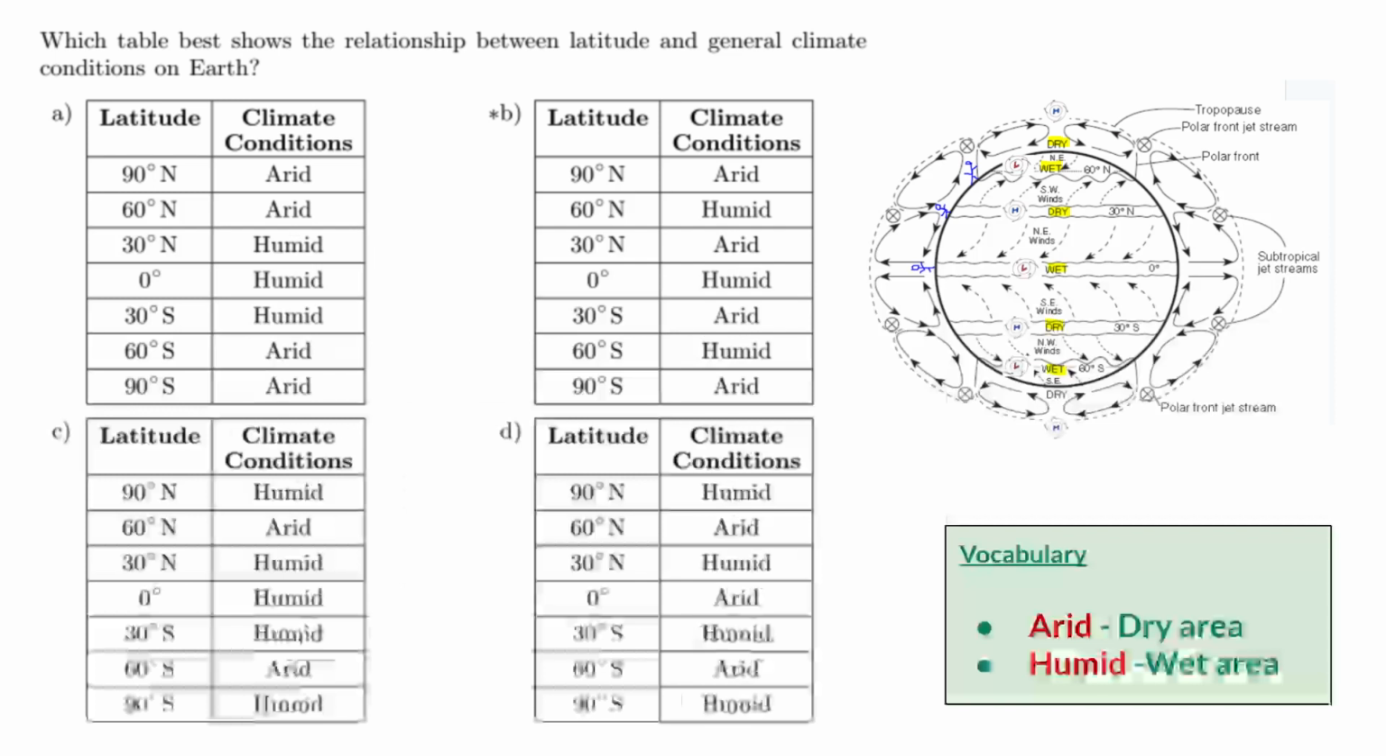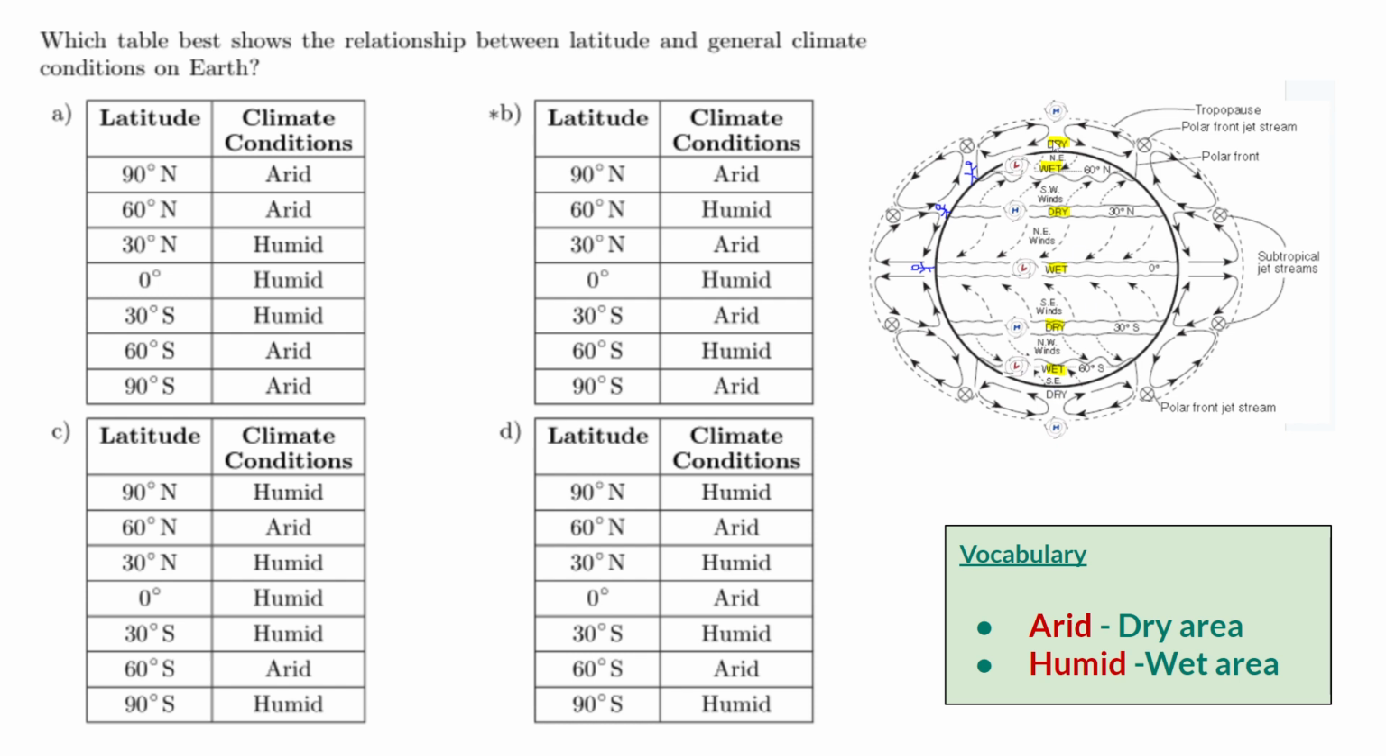The correct answer is B. Remember, arid means dry and humid means wet, right? So in 90-degree north, that's the North Pole, we have dry or arid climate. In 60-degree north, right here, we have wet or humid climate. In 30-degree north, we have dry or arid climate. In 0 degrees, the equator, we have wet or humid climate. 30 degrees south, we have dry or arid climate. In 60 degrees south, we have wet or humid climate. Finally, in 90 degrees south, we have arid or dry climate.